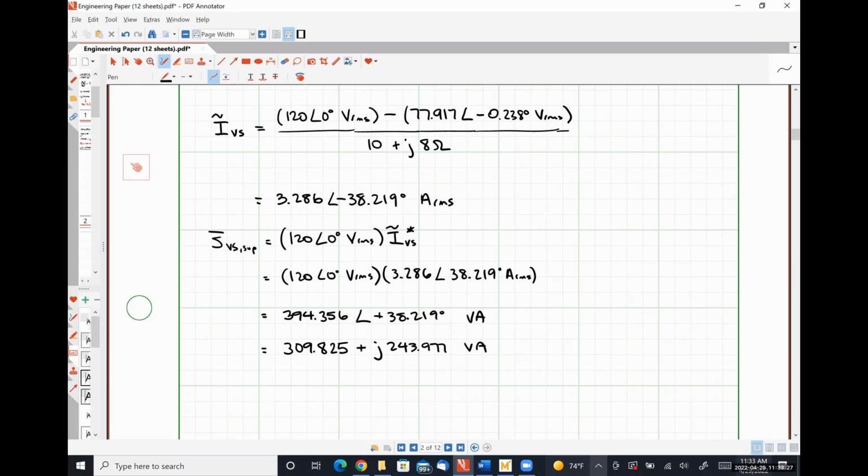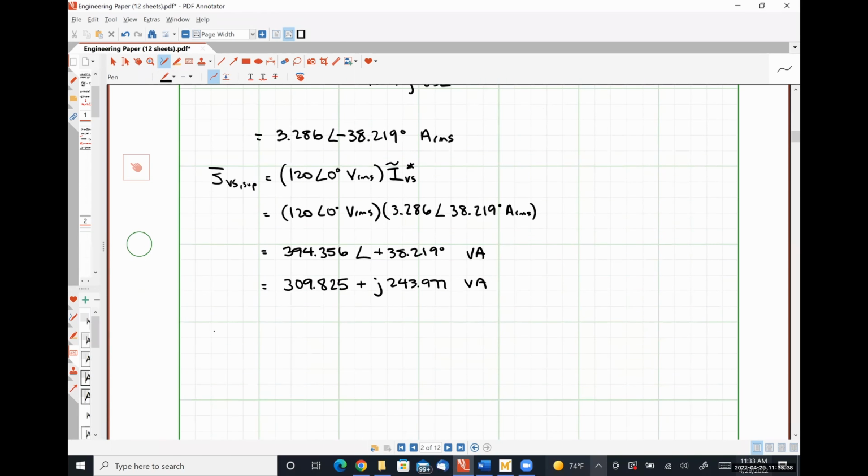All right, so 3 different ways to calculate the power factor buried in this hullabaloo, right? The first way is literally the cosine of theta v minus theta I, which would simply be the cosine of positive 38.219 degrees.